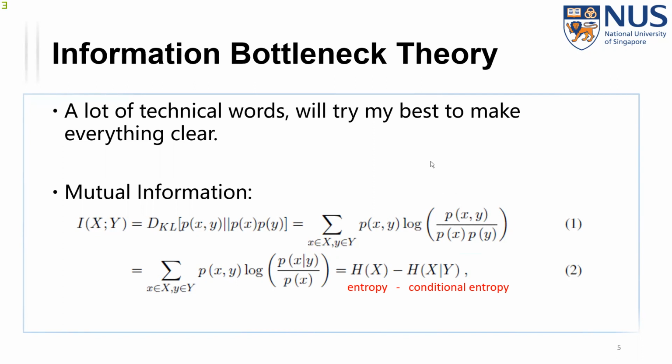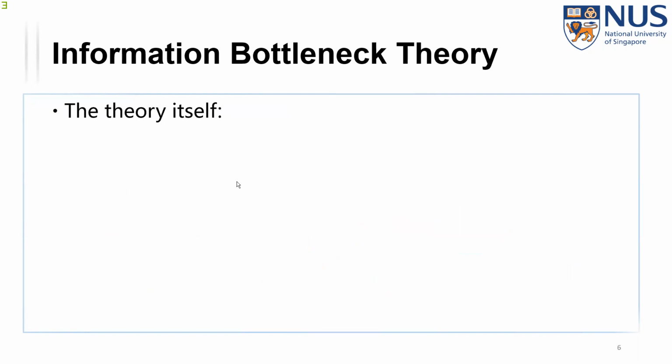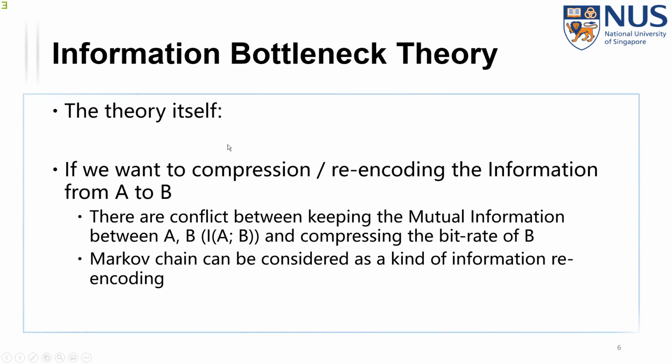knowing the mutual information, we can go to the theory itself. The theory says that if we want to compress or re-encode the information from A to B, there is a conflict between keeping the mutual information between A and B, which is I(A;B) that I have mentioned, and compressing the bit rate of B. Which is also very clear. If we want to keep the mutual information, we have to have enough bit rate for B to store all of it. That's the information bottleneck theory itself.